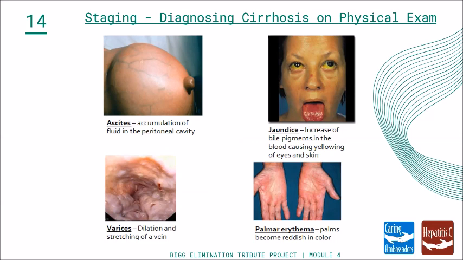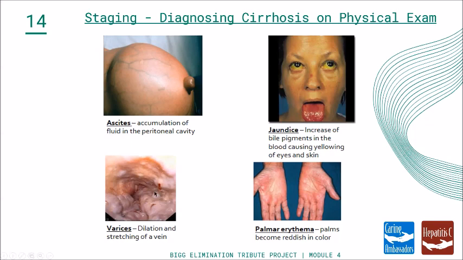So if you're staging somebody and they come in with any of these things that I've shown here, you kind of have your diagnosis. You know that that patient has cirrhosis. So this is ascites. This is accumulation of fluid within a peritoneal cavity. This is jaundice. You can see this person's eyes are very, very yellow. There is some yellowing underneath the tongue, which we're trying to show you here, but probably not doing the greatest job.